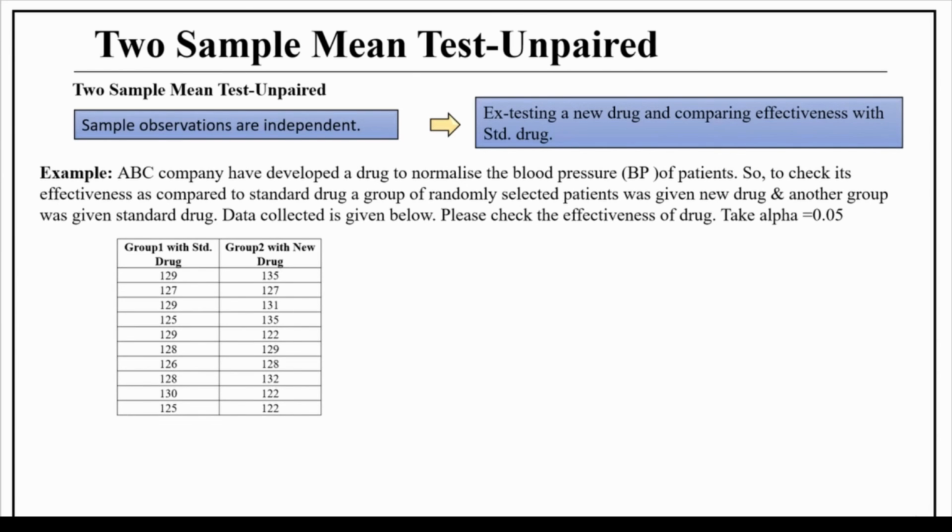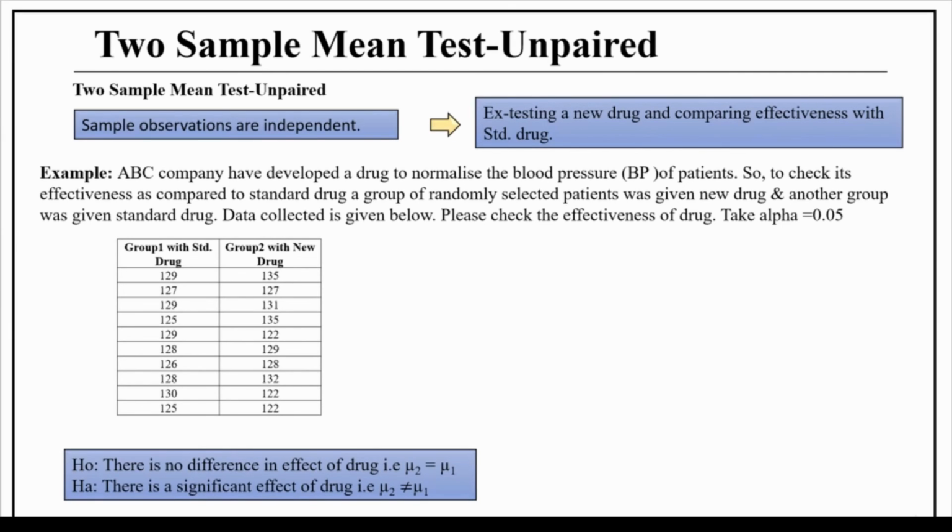This is the data collected and we will solve this question in Excel sheet. Before that, let's formulate the hypothesis. Null hypothesis is there is no difference in effect of drugs, that is mu1 is equal to mu2. And alternate hypothesis is there is significant effect of drugs, that is mu1 is not equal to mu2. Since alternate hypothesis has a not equal to sign, therefore it is a two tail test with rejection region on both sides. Now let's go to the Excel sheet.